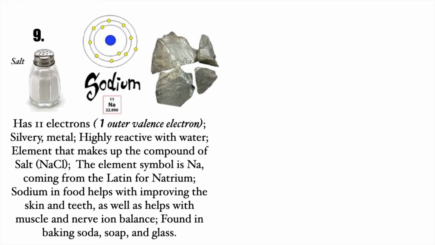So we have sodium, which is the element symbol Na. And Na comes from the Latin word. We're going to see quite a few elements have different symbols. Why didn't we just say S for sodium? Well, it's because it comes from the word in Latin. Now, sodium helps with the skin and teeth, with muscle and nerve ions to allow for muscles and nerves to move and work properly. It's also found in baking soda, soap, and glass.